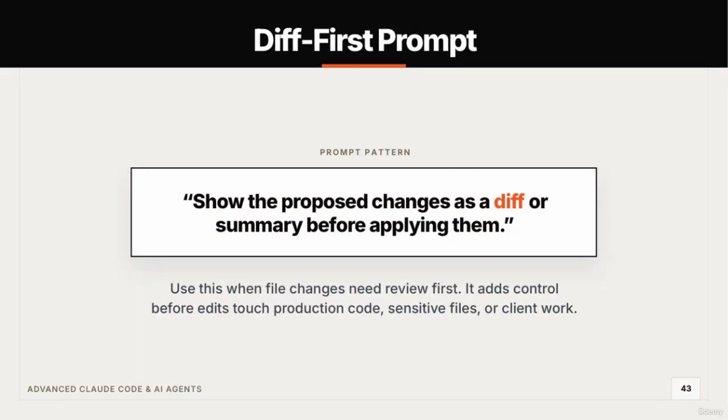Here, we're looking at the prompt pattern called the diff first prompt. The main idea behind this approach is to show the proposed changes as a diff or a summary before actually applying them. This is especially useful when file changes need to be reviewed first, providing an extra layer of control. By reviewing the changes beforehand, you can prevent unintentional edits from affecting production code, sensitive files, or important client work. This method adds a safeguard, ensuring that edits are carefully considered and approved before being implemented. It's an important practice for maintaining quality and security in advanced Claude code and AI agent workflows.